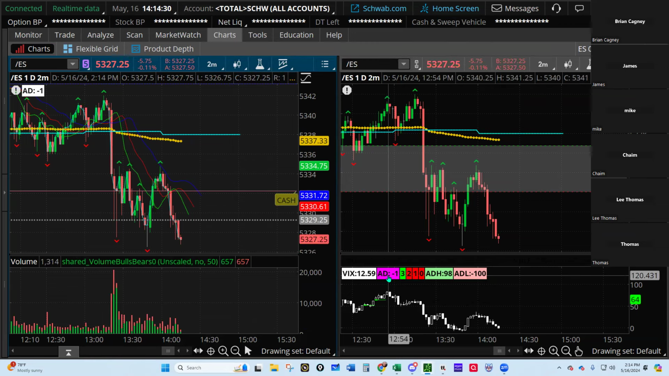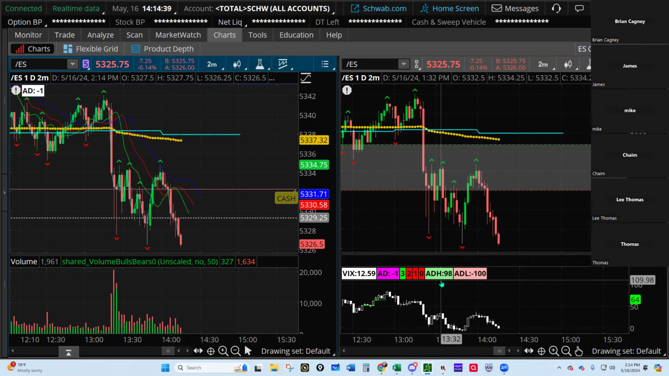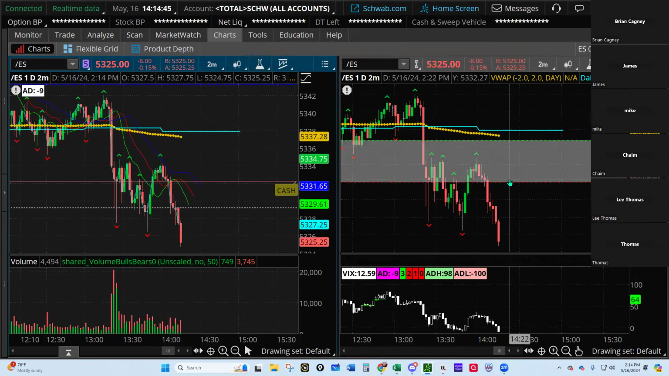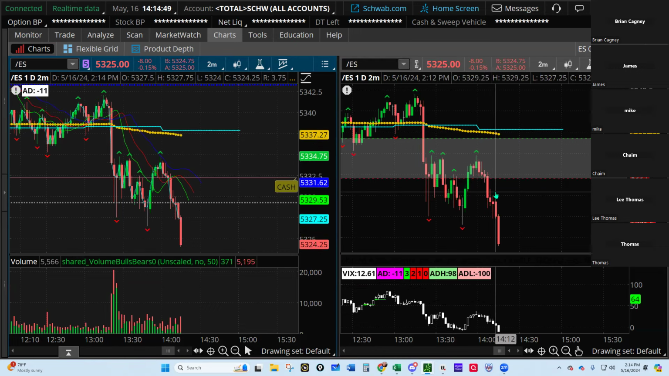AD is -1, so just flat. The AD low was -100, AD high 98, so we're right in the middle of those two, and the VIX is down at 12. With the AD being -9 at the last 30 minutes of the day, you're probably going to see a little bit of a sell-off at the end of the day. Y'all mark those words. A little bit of a sell-off at the end of the day.